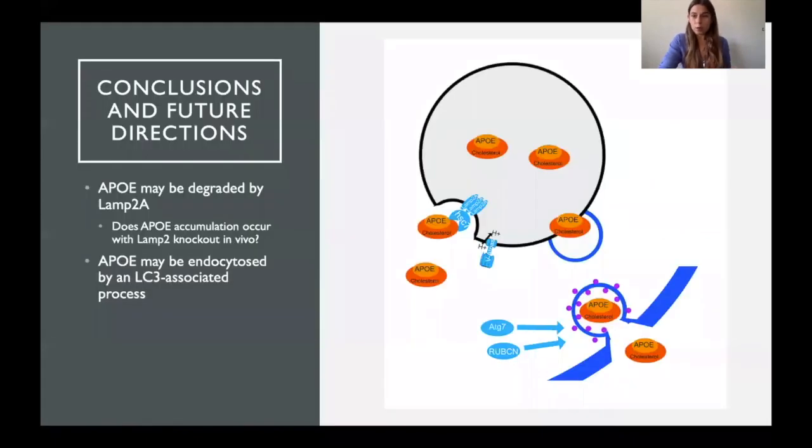In conclusion, we've found that ApoE is degraded by an autophagy process requiring LAMP2A. A future direction that I'm really interested in pursuing is whether this can also happen in animals outside of cell culture, and I've forged a collaboration with a lab at Harvard to try to answer that question. Another finding is that ApoE endocytosis seems to require some autophagy proteins, like ATG7 and Rubicon.